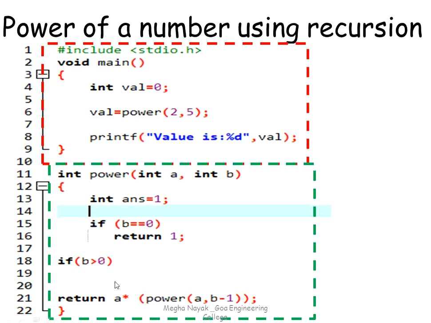I will always multiply the base, that is my 2 raised to 5. So 2 into 2 raised to 4, then 2 raised to 3, then 2 raised to 2. So if you see, every time I am keeping my base common, same, and I am going on reducing the exponent, so b minus 1. So this is how I am going to compute the power of a number using recursion.